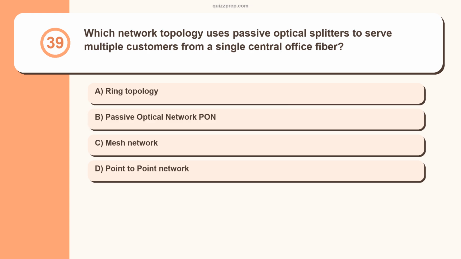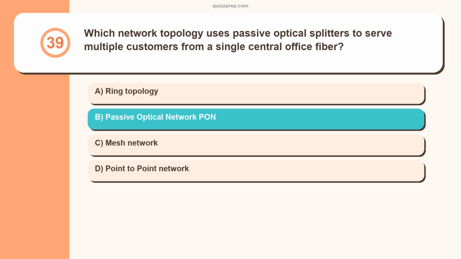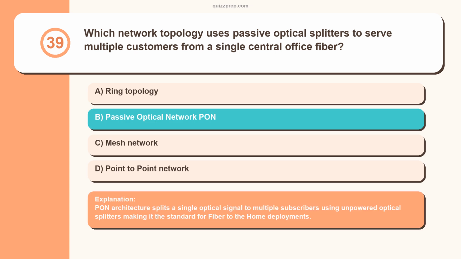Question 39. Which network topology uses passive optical splitters to serve multiple customers from a single central office fiber? Ring topology, passive optical network PON, mesh network, point-to-point network. PON architecture splits a single optical signal to multiple subscribers using unpowered optical splitters, making it the standard for fiber to the home deployments.